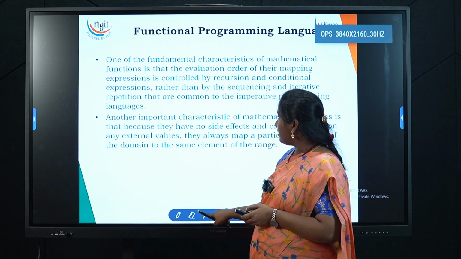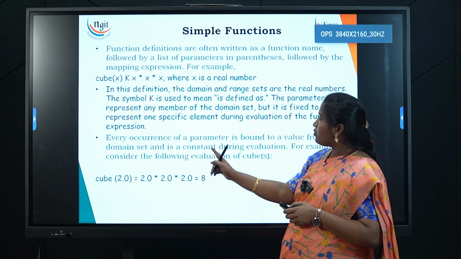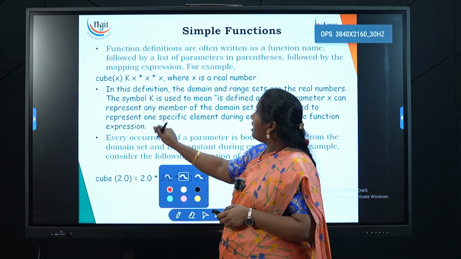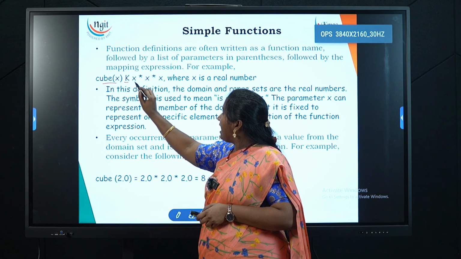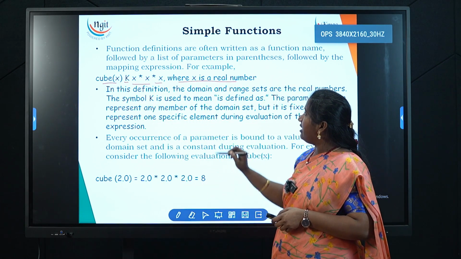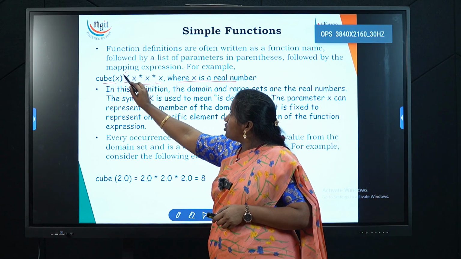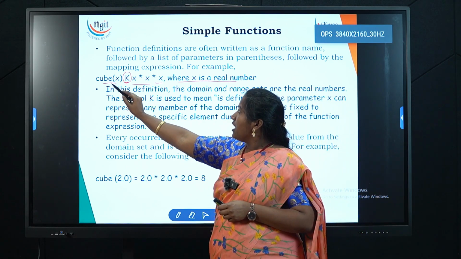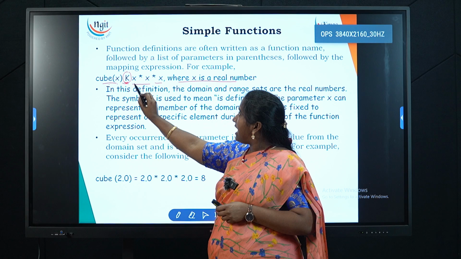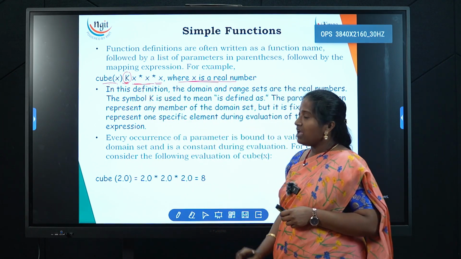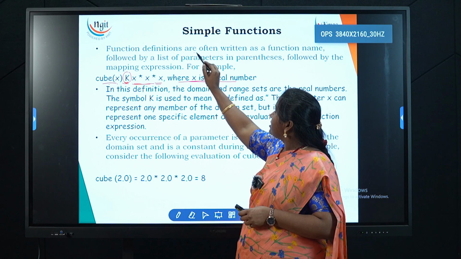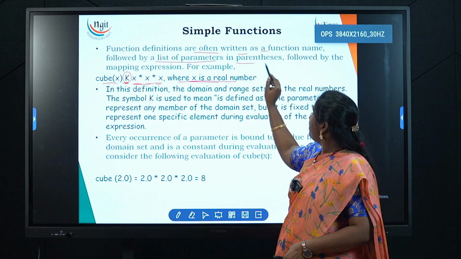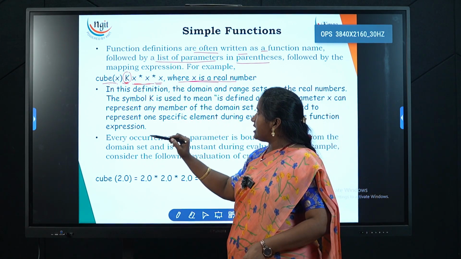Now we'll see the other things. This is the example we mentioned. The example is the cube of x, cube x is x into x into x, where x is a real number. So here the symbol means is defined as. That means cube of x is defined as x into x into x, where x is a real number. Now function definitions are often written as a function name followed by a list of parameters in parentheses. So this is the mapping expression.